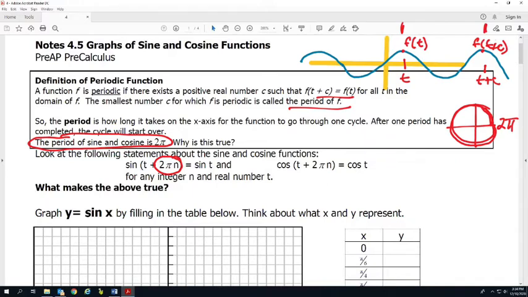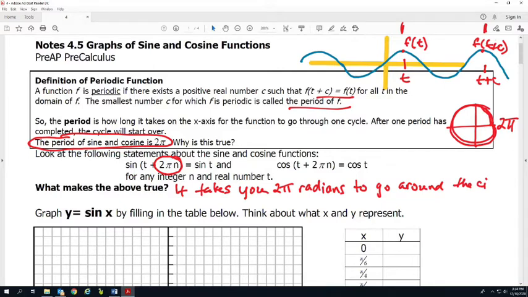So what makes the above statement true? It takes you two pi radians to go around the circle, and you have coterminal angles every 2 pi radians. So let's look at a graph of that.